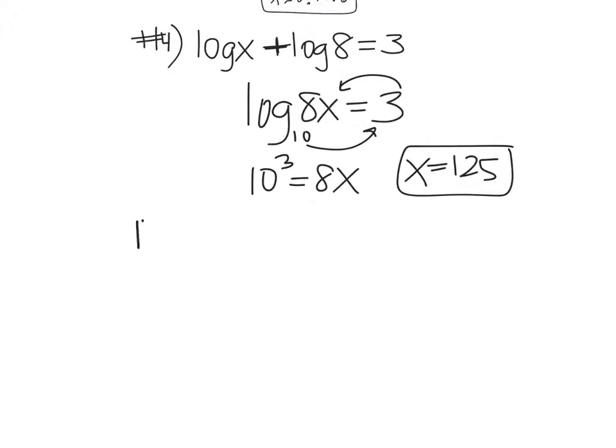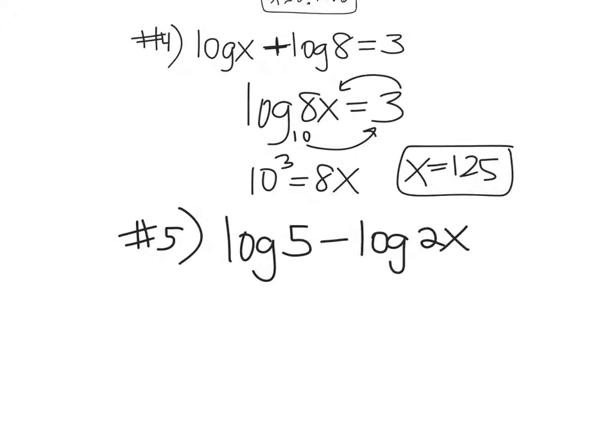Number 5. Only a few more to go. You can make it. All right, let's do this one now. Log of 5 minus log of 2x equals 2.